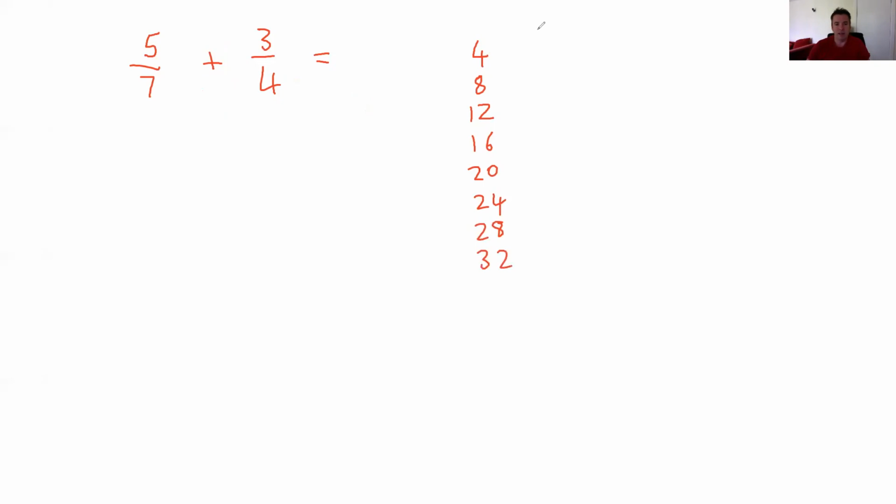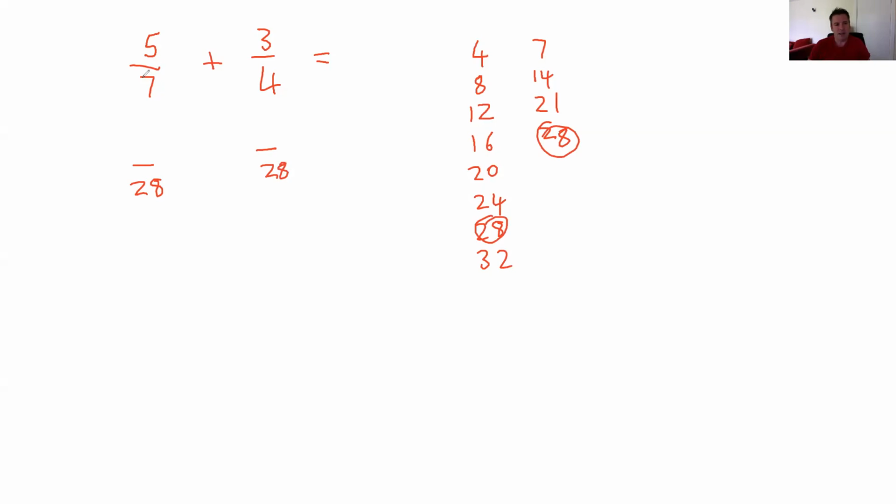Let's have a look at the 7s. 7, 14, 21, 28. Oh, there we go. Here's a 28 and there's a 28. So the lowest number that is in both our times tables is 28. Notice that I just put the 28 directly underneath the two fractions.